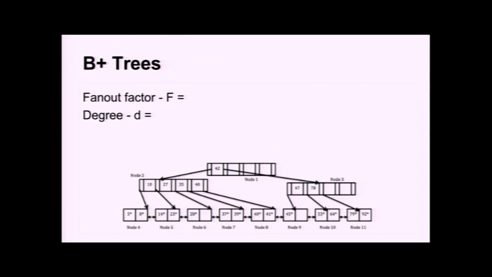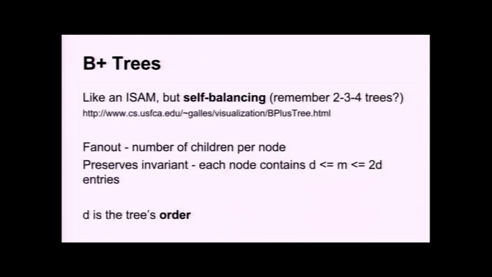For each pointer, we can follow it to find a child page. The degree is an invariant of the B plus tree, by which we maintain a minimum and a maximum number of entries in any page. So if our degree is D, then the number of entries in that page has to be between D and 2D. Every operation we perform on a B plus tree should preserve this invariant, and this invariant holds for all nodes except for the root.